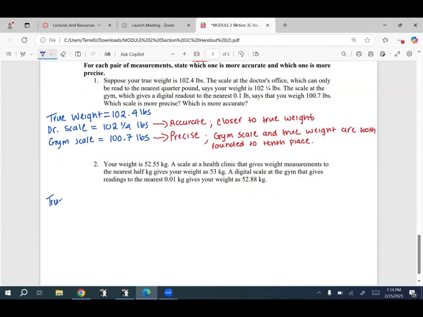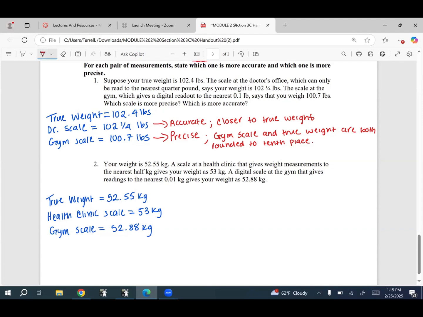My true weight, right, is 52.55 kilograms. The health clinic scale has our weight at 53 kilograms. And the gym scale has your weight at 52.88 kilograms. So again, we want to know, let's do which one is more accurate.